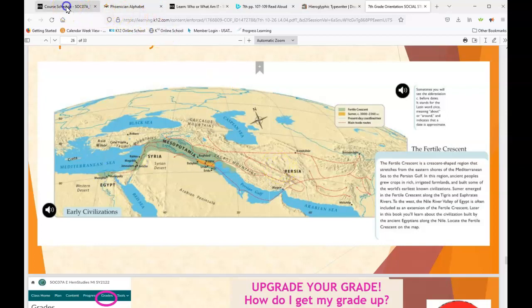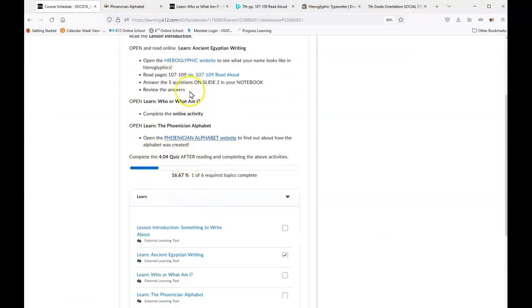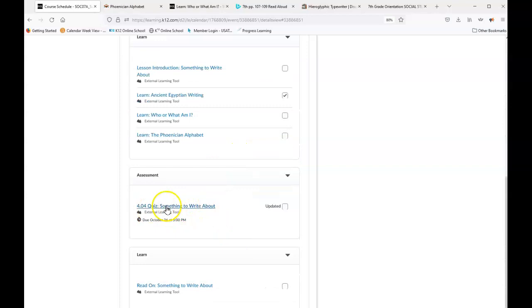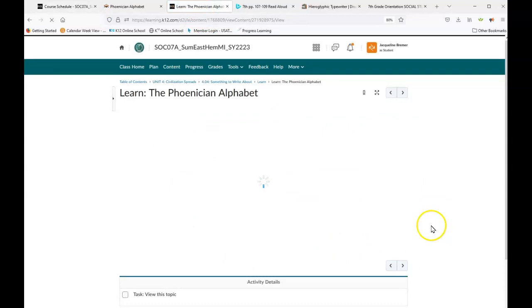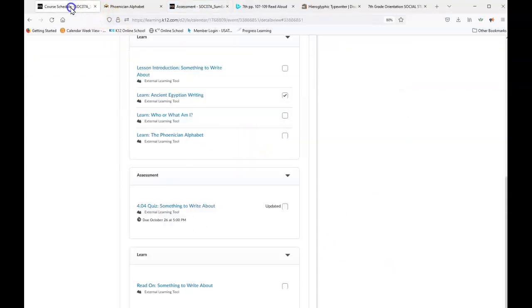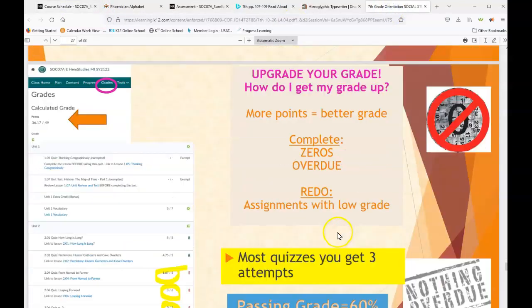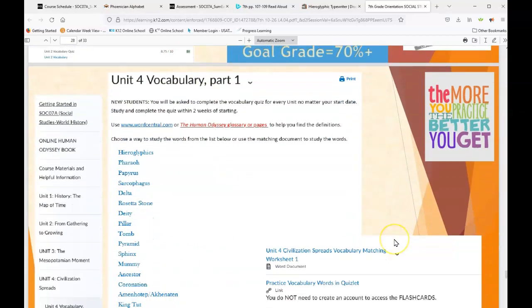So that is the lesson. After you've done the reading and answered those questions, you can now take the quiz. Even from here, if I click from there, it talks about the Phoenician alphabet, which we just did. Then after the Phoenician alphabet, it will open up the quiz for you, or you can just click on the quiz there. Let's see, what else? Don't forget, check your grades. You can upgrade your grades. Most quizzes, you get 3 attempts.